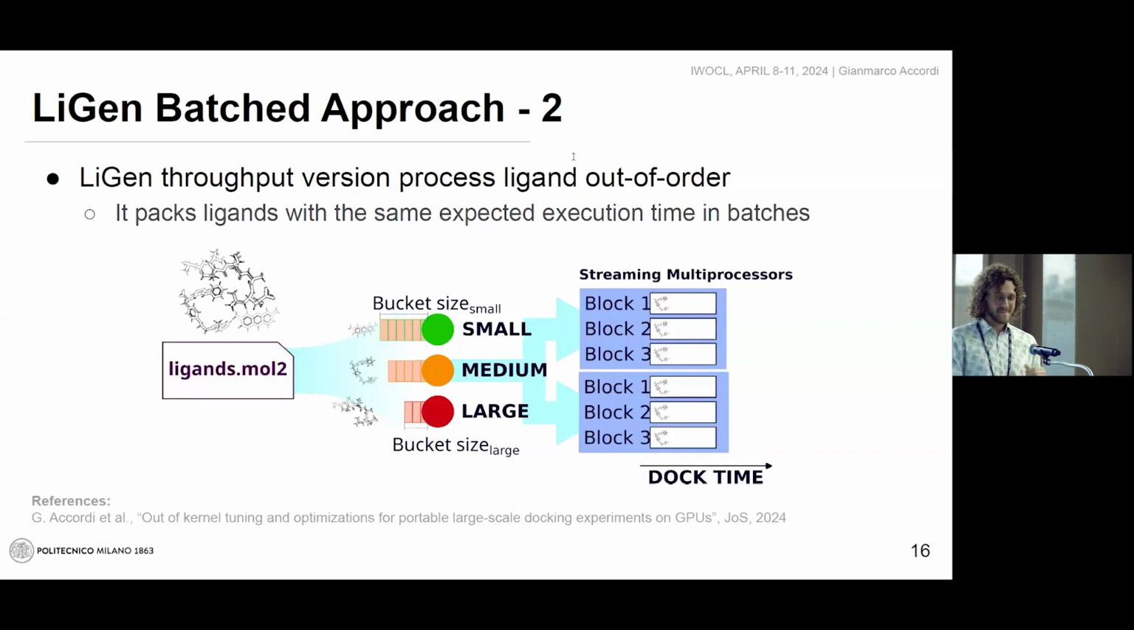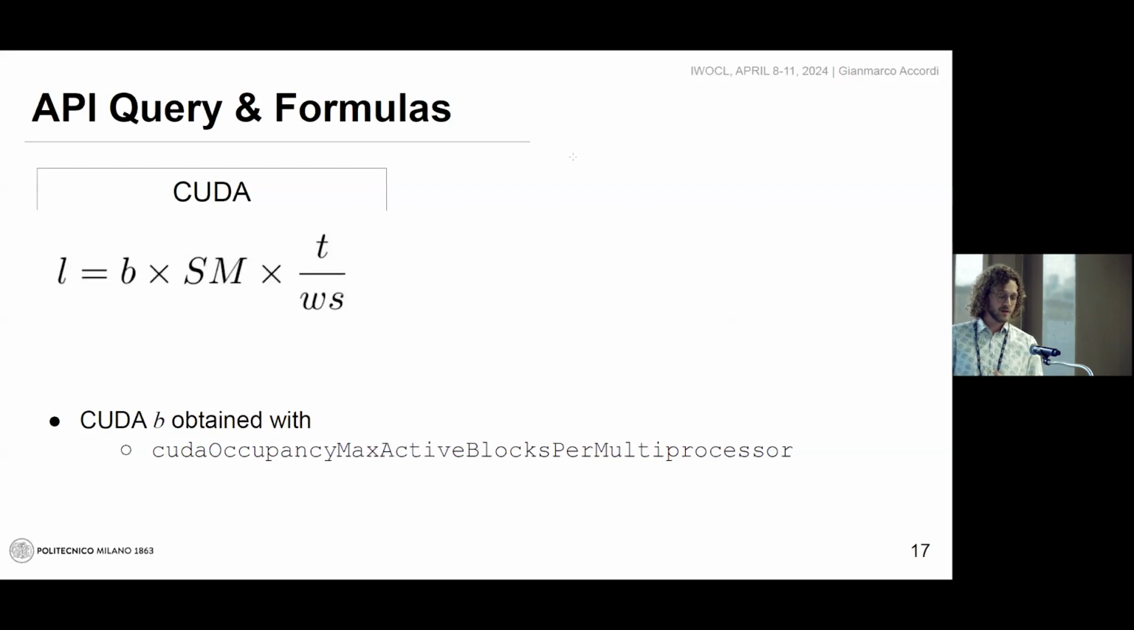So for example, for CUDA, the number L of ligands per batch is given by this formula. Basically, you take the maximum number of active blocks you can have per streaming multiprocessor, which is B. You multiply that by the number of streaming multiprocessors you have, times the ratio between the number of threads per block and the actual warp size. So basically you want to compute the number of warp schedulers you need for computing a single block.